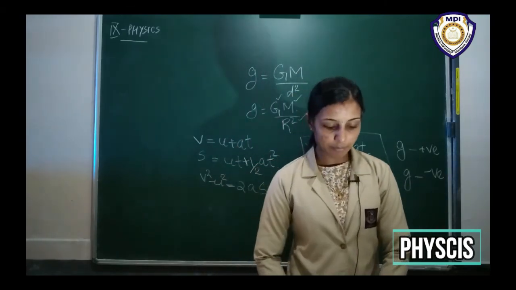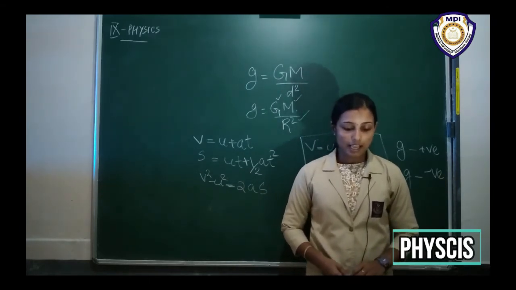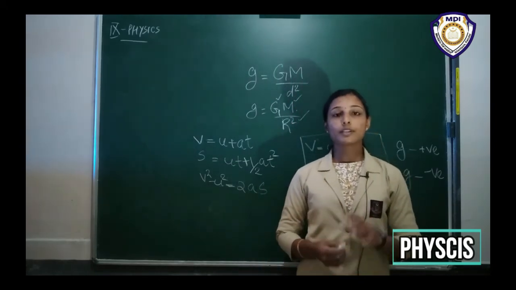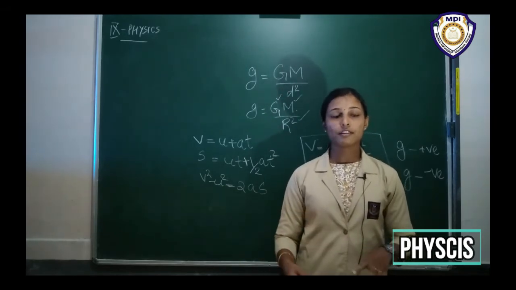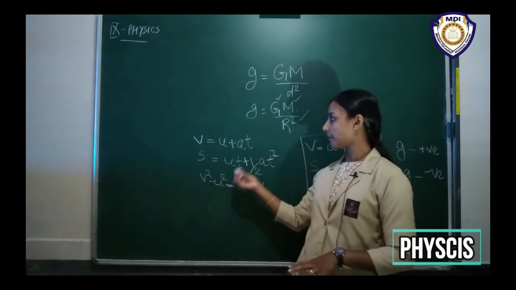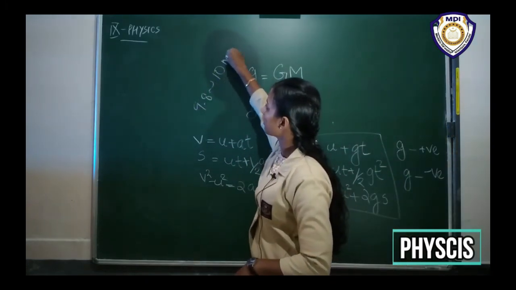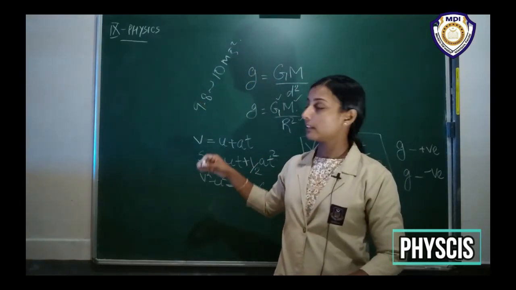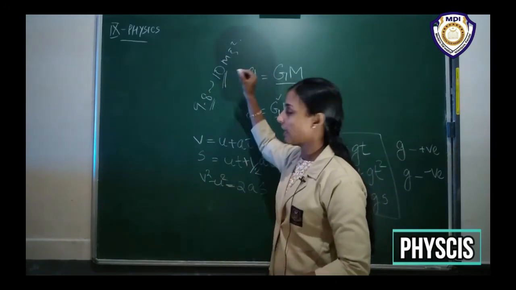So here is an example given to you. Example 10.2. A car falls off a ledge and drops to the ground in 0.5 second, and let g be equal to 10 meter per second square. For simplicity, for doing problems, in most cases we take g is equal to 10, since 9.8 we can approximate to 10 meter per second square. If it is given in your question, then only you can take g is equal to 10. Otherwise, you have to take g is equal to 9.8.